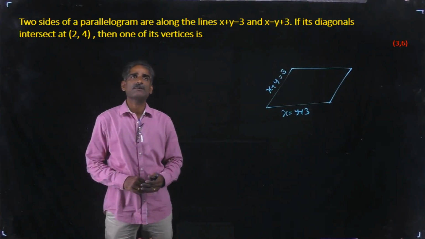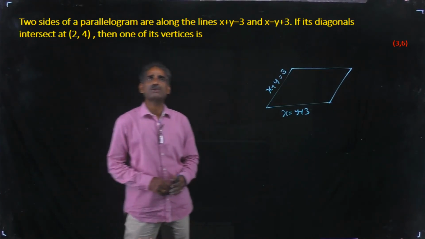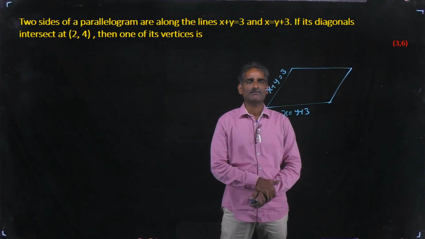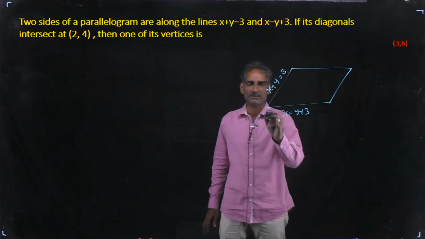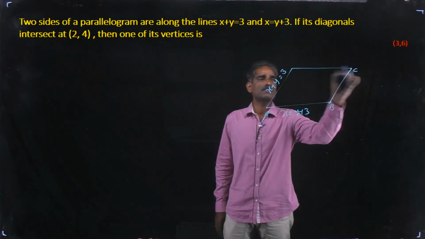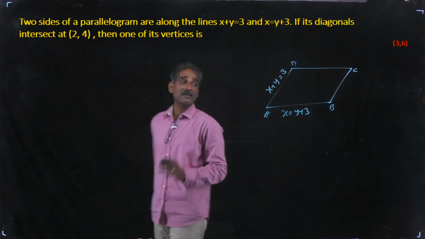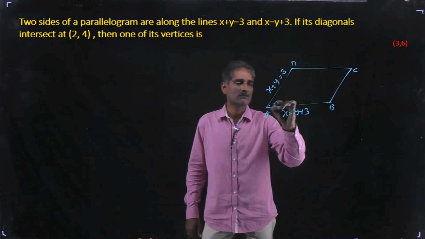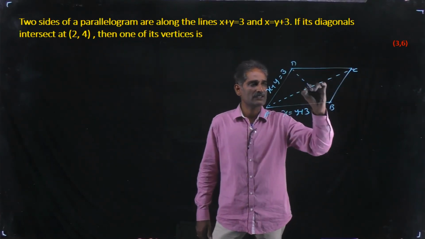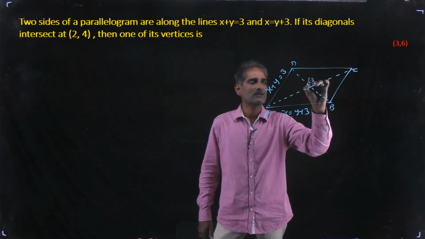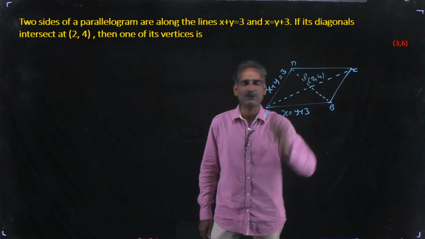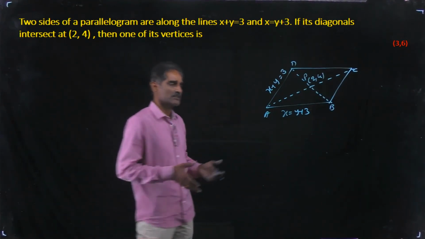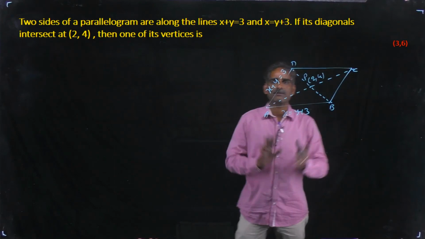Okay, see this problem. Two sides of a parallelogram are along the lines x plus y equal to 3 and x equal to y plus 3. Suppose these are the two sides, this is one side and this is another side, of parallelogram ABCD. And the diagonals intersect at the point (2, 4). That means this is the point (2, 4); let us call it P. This is the given data. Here one of the vertices is dash. So we have to find the vertices of this parallelogram.